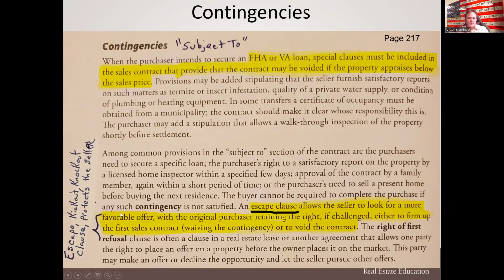So on the side here, I just put a little bracket around this. I wrote escape, kick out, or knockout clause protects the seller. You guys got that too? Yeah. Yep. Yes. Yep. Okie doke.